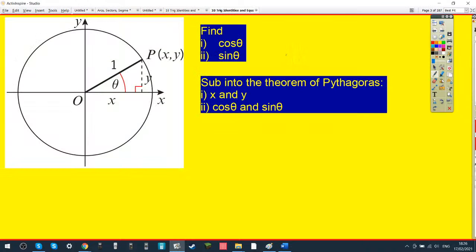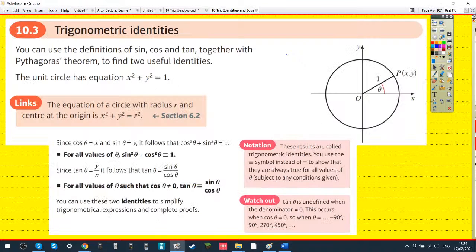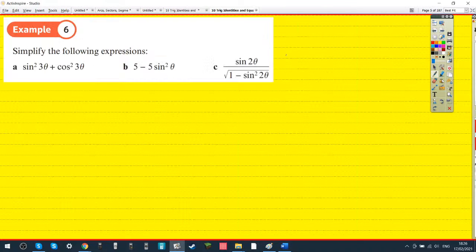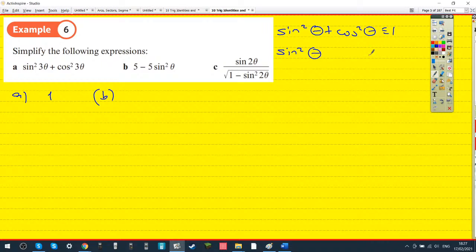Yeah, you see, here it is, much easier. Sub into the theorem of Pythagoras. Okay. So we know sine squared theta plus cos squared theta is identical to 1. Okay, so that was 1. How about part B? Is it 4 by any chance? What is sine squared theta equal to if you rearrange this up here? 1 minus cos squared theta. Yeah.